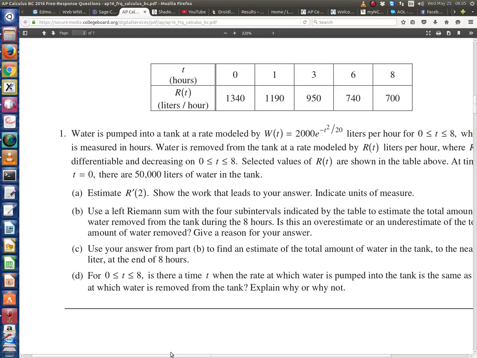So we have continuity. If your function is continuous, and say your function has a value, I'm going to make up something, 1,000 somewhere, and somewhere else it's equal to like negative 500, you can get any value in between that you feel like, namely 0, right? So what they want to know is when is W of t equal to R of t? Are they ever equal to each other in this interval from 0 to 8 hours?